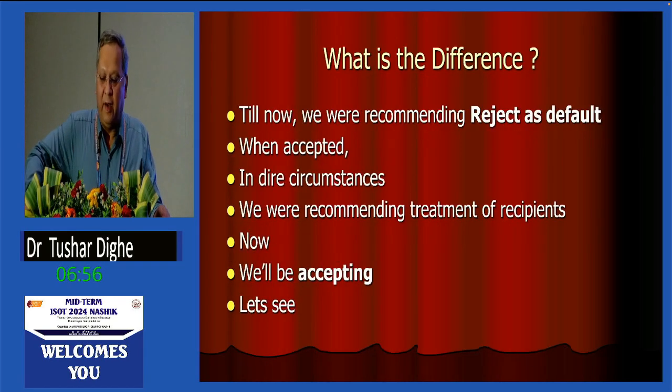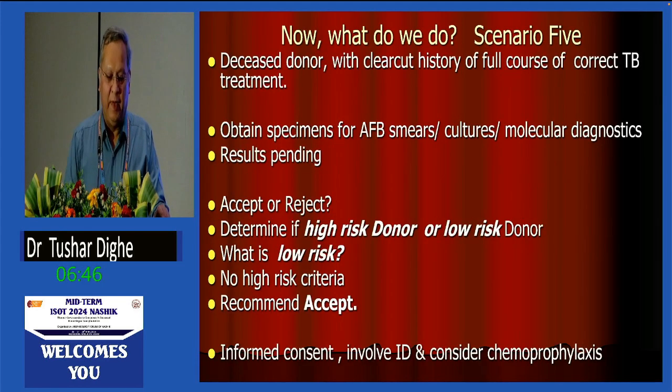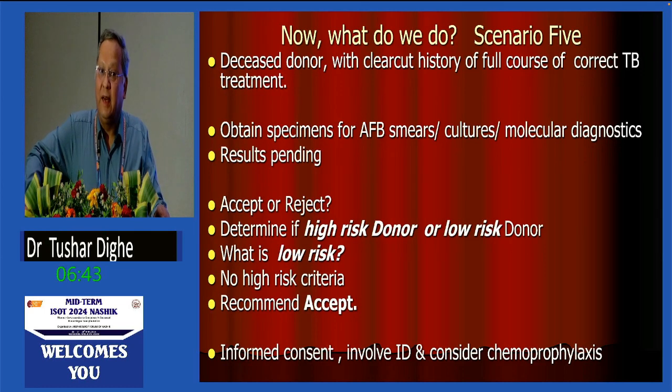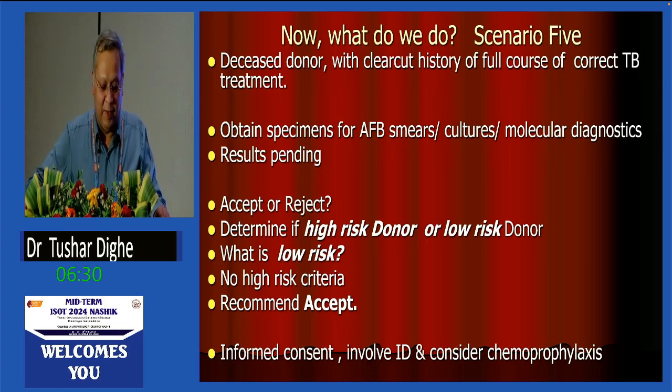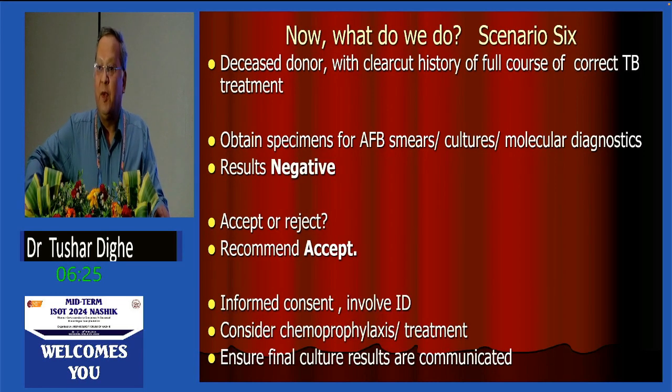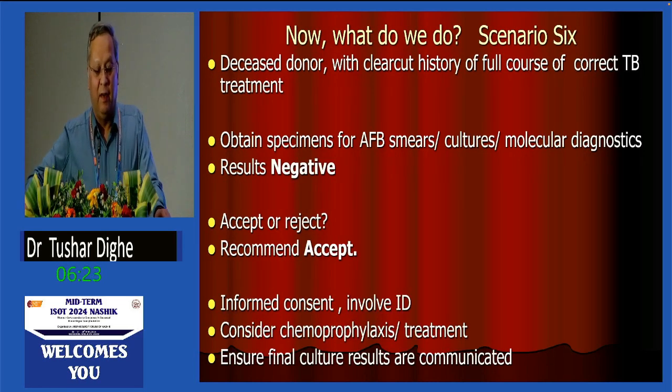So till now, we were recommending reject as default. And when we were accepting in dire circumstances, we were recommending treatment of recipients. The next scenario will be the patient has a clear-cut history of correct TB treatment. We obtain the smears and molecular diagnostics. And if the patient is low risk, what is low risk? He does not have any high-risk criteria. Then we recommend accept, and here we consider chemoprophylaxis. Then if the patient has taken a full course of correct TB treatment and the results are negative, there's no problem, you accept.